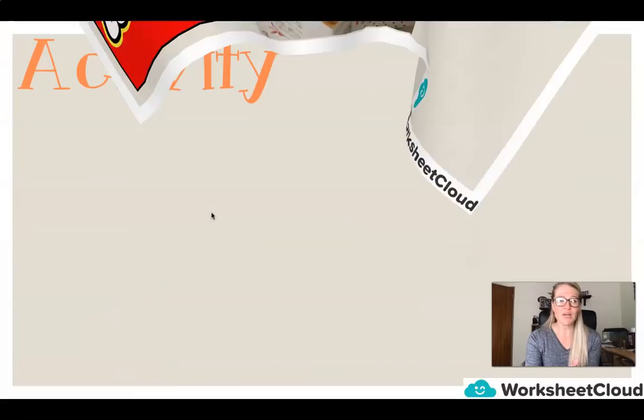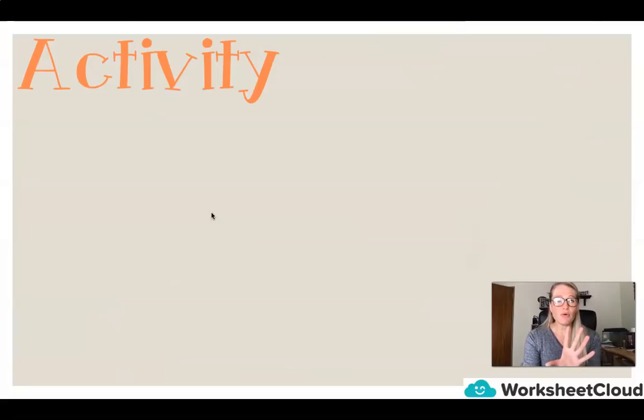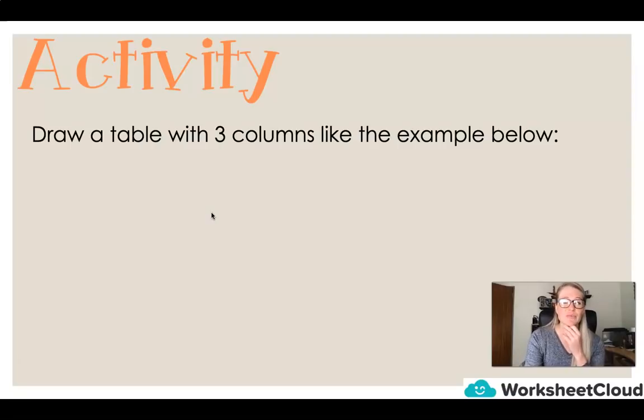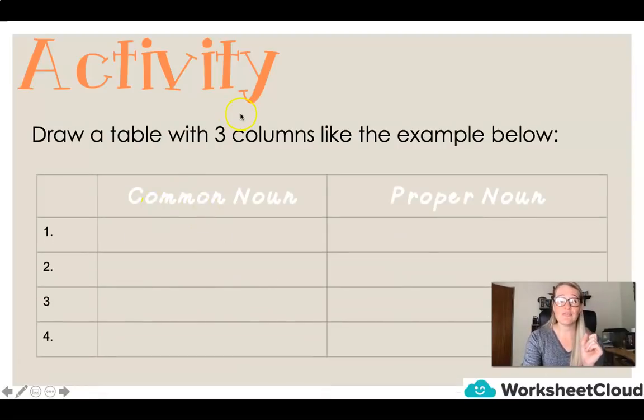Okay, right. So I'm going to pause the common nouns and proper nouns, and we're going to do a little bit of an activity before we go into detail with collective nouns and abstract nouns. So what I'm going to need you to do on your piece of paper is that you're going to have to draw a table with 3 columns. So the first column, you're going to write number 1, 2, 3, and 4.